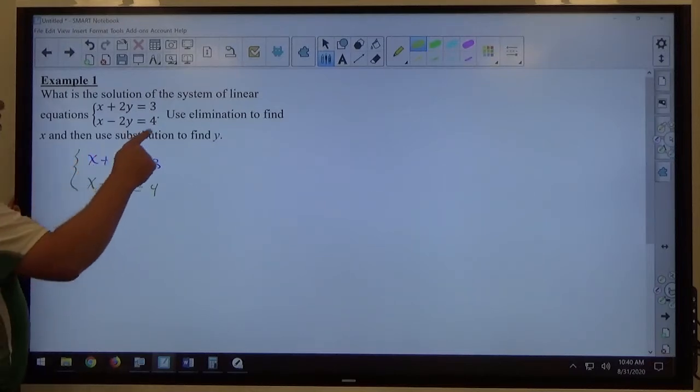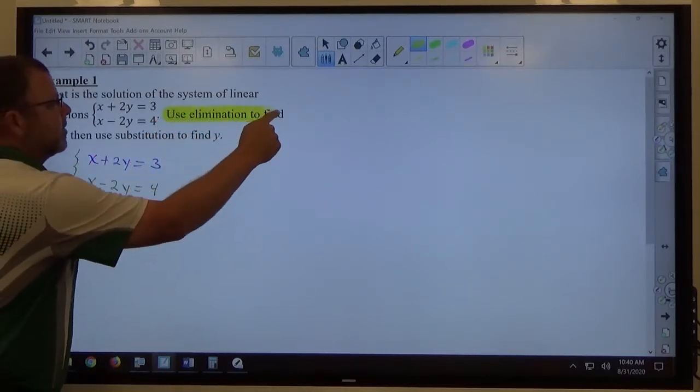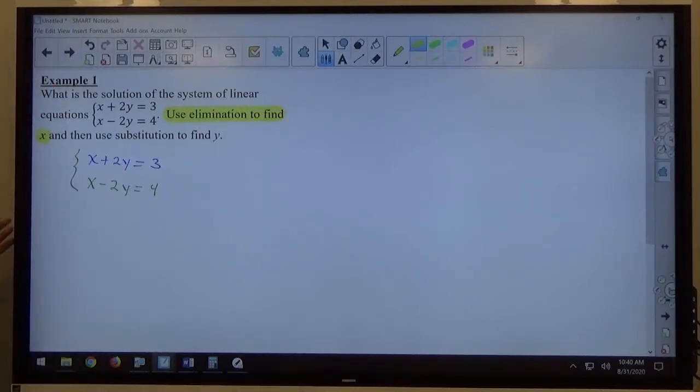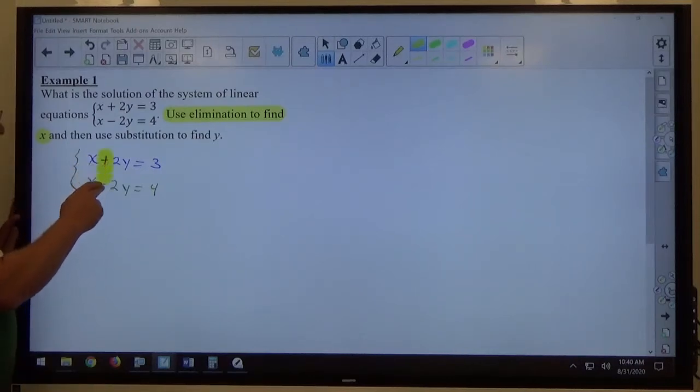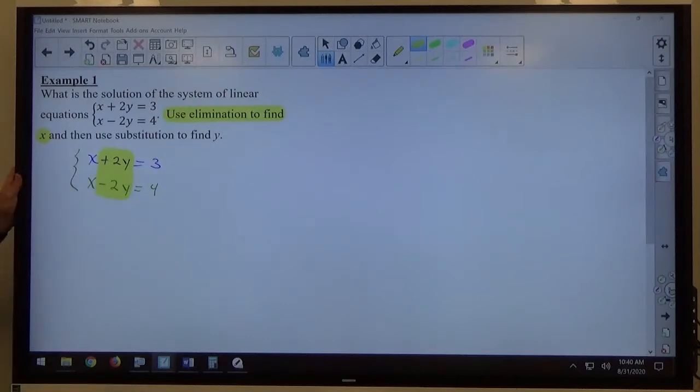It says use elimination to find x. If I'm finding x with elimination, I'm going to be eliminating y. If we take a look at the y's in this system of equations, they're already opposite of one another. That's what we're looking for, opposites. We don't want them to be plus 2y and plus 2y. We want one to be positive 2y, one to be negative 2y. If they're already opposite, great.